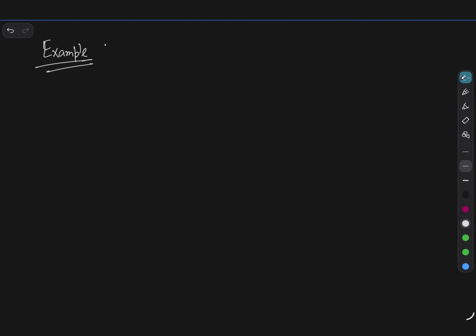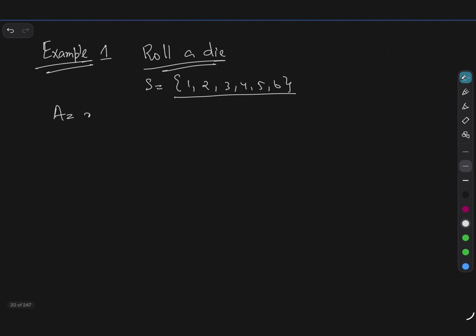Now let's look at an example where we roll a die. We know that the sample space when we roll a die is 1, 2, 3, 4, 5, and 6. That means if we roll a die, this is the set of possible outcomes. Now if we define two events, A is the event where the number is even. That means event A contains all even numbers, in this case 2, 4, and 6. And event B is rolling a number greater than 3, and that will be equal to 4, 5, and 6.